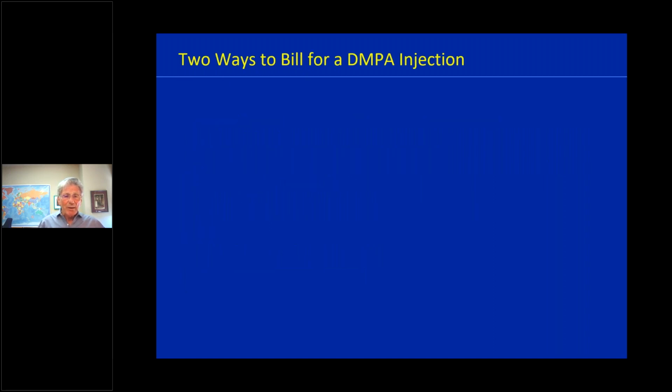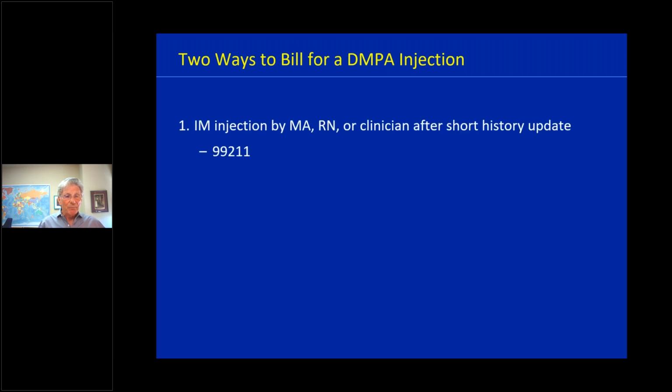All right, so there are two ways to bill for a Depo injection. Next. An IM injection, given by a medical assistant, an RN, or a clinician after a very short history update, that is, how are you doing? I'm doing fine, I want my Depo shot. That one is billed as a 99211. Next.